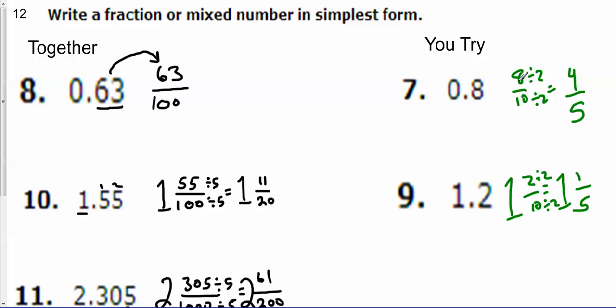8 tenths. Read this as 8 tenths. The greatest common factor of 8 and 10 is 2. So 8 divided by 2 is 4. 10 divided by 2 is 5. So 8 tenths is the same thing as 4 fifths.